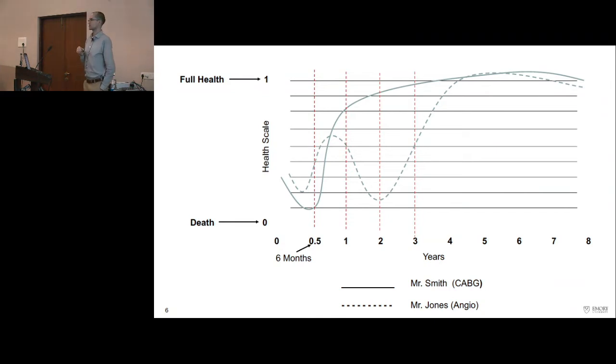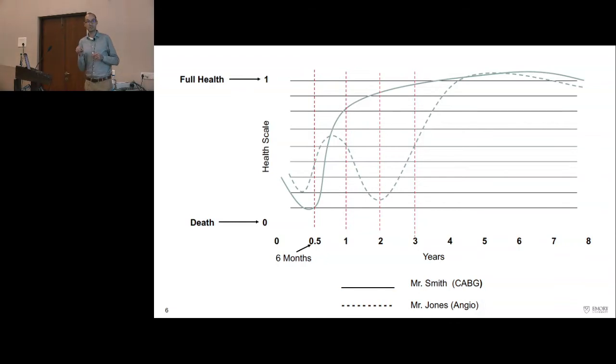We have time on the horizontal axis again, we have quality on the vertical axis again, and we have two patients with some heart condition. Mr. Smith receives CABG surgery, and Mr. Jones receives just an angio. Mr. Smith is the full line, Mr. Jones is the dashed line. If we start with Mr. Jones, his quality will first get a little bit worse immediately after the procedure, but then he will get better, then worse again, and then better.